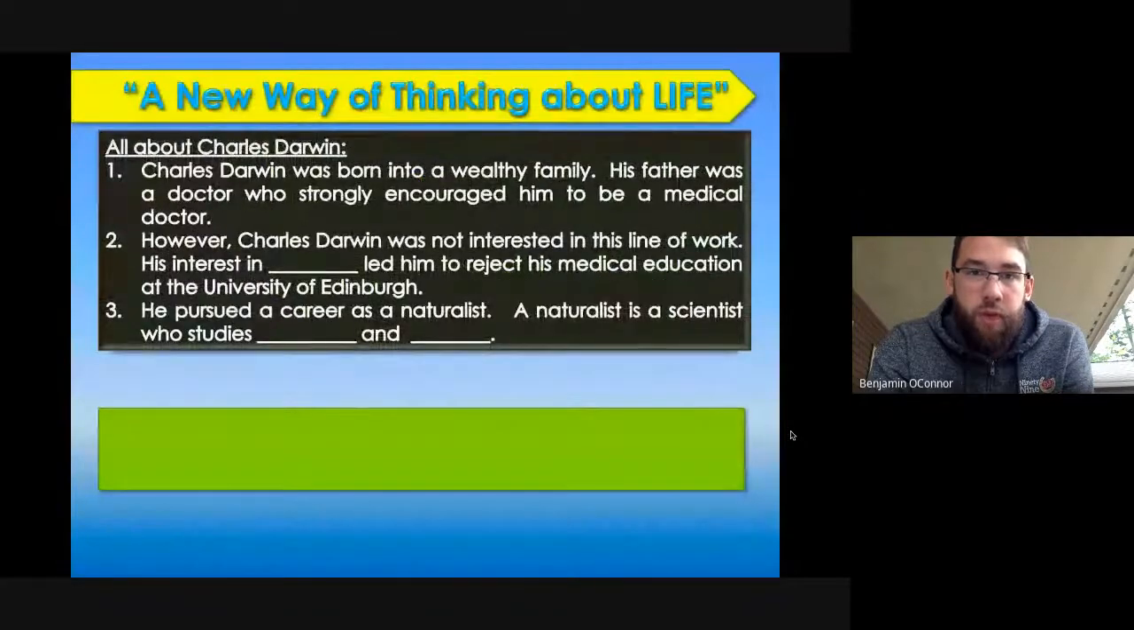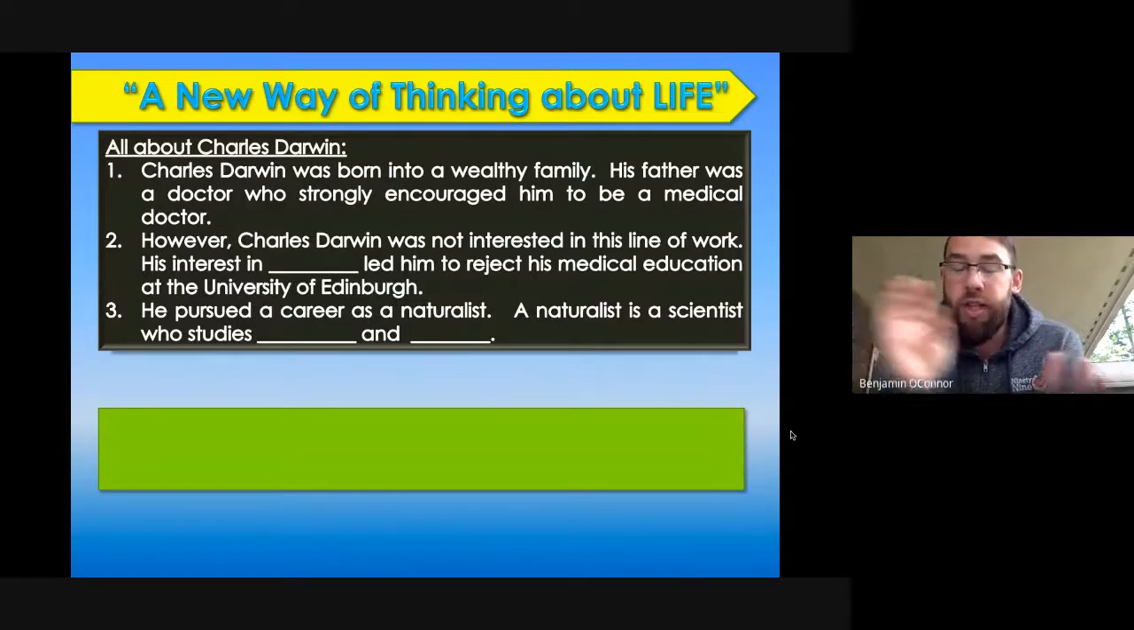So, a new way of thinking about life. Charles Darwin was born in a wealthy family. His father was a doctor who strongly encouraged him to be a medical doctor. And yes, Charles Darwin is different than Gregor Mendel. We're not talking about Gregor Mendel anymore.